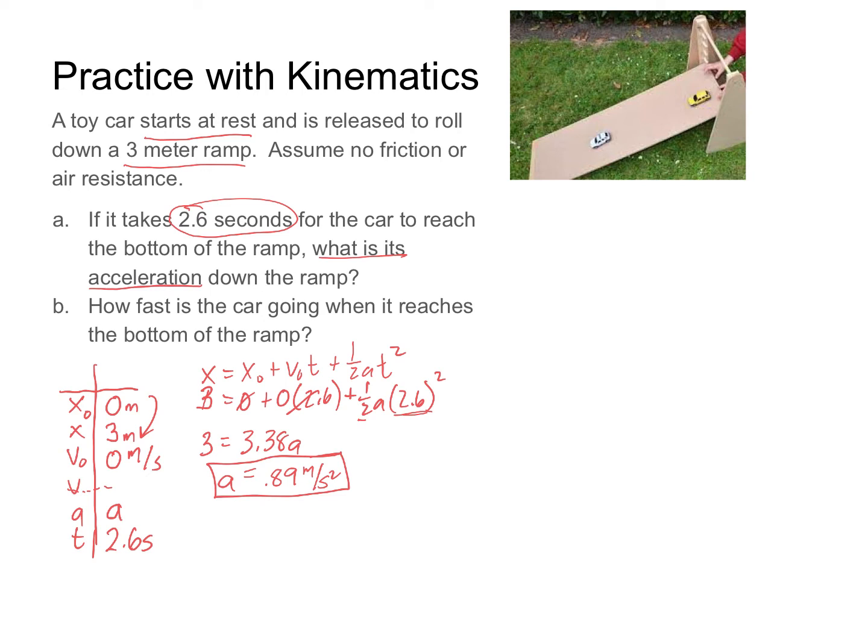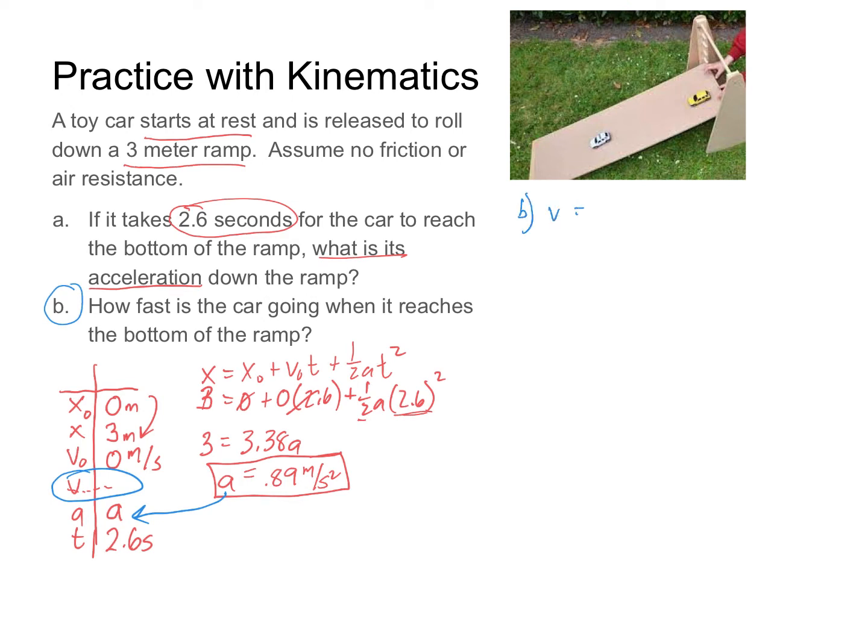All right, so letter B says how fast is the car going when it reaches the bottom of the ramp. So now I am looking for v, but I do have a now. This is still the bottom of the ramp. So this is the same initial and final position, but now I'm looking for v. Now at this point, I can use any equation that has v in it. Now, I'm going to avoid the one that has v squared because I prefer not to have to deal with squareds if I don't have to. So I'm going to use the equation. I'm going to do it over here on the right for letter B.